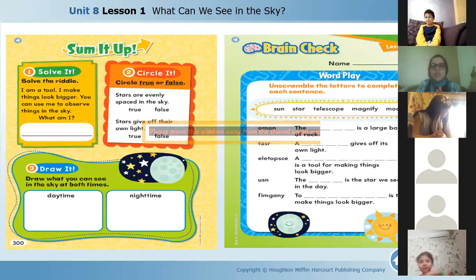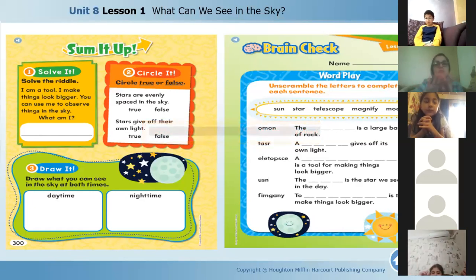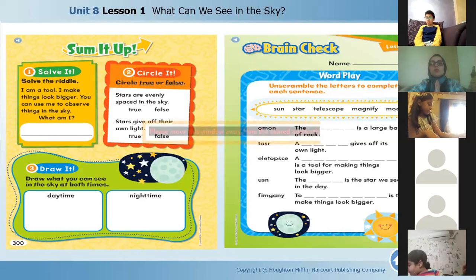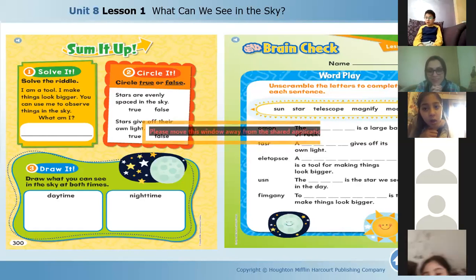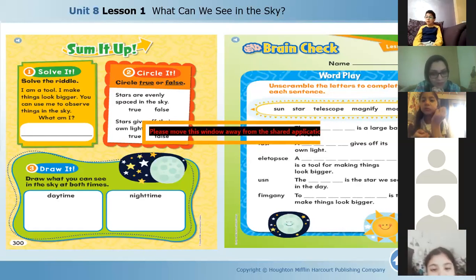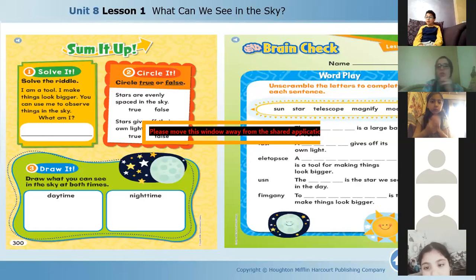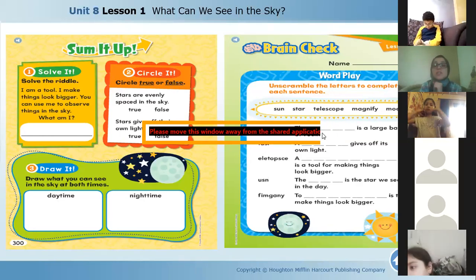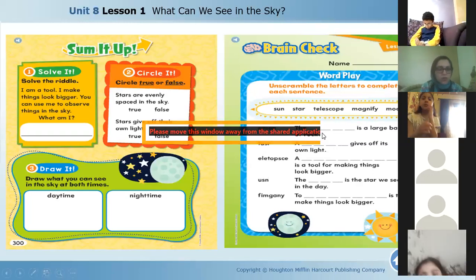Stars are evenly or equally spaced in the sky. True or false? False. Thank you. It's false. They are not evenly spaced. Evenly means equally. They're not equally spaced.